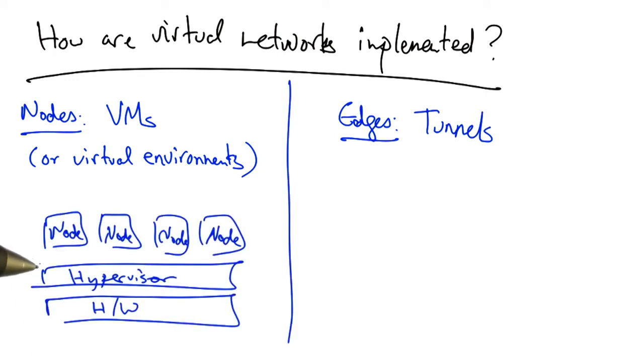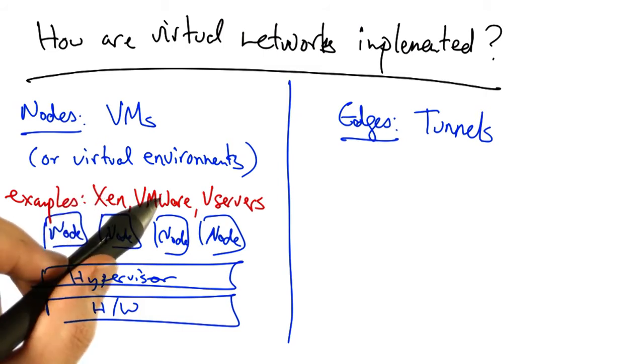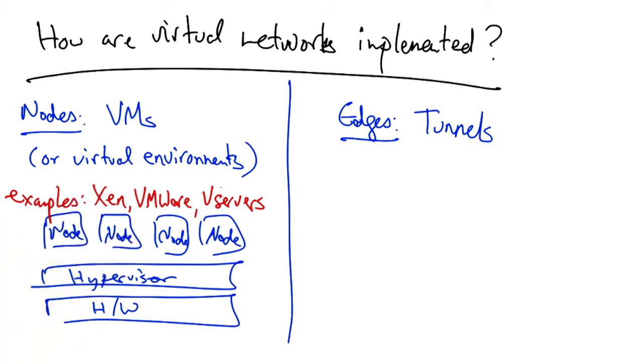The hypervisor, or whatever technology is enabling the virtual environment, can effectively slice the underlying physical hardware to provide the illusion of multiple guest nodes or multiple virtual nodes. Examples of node virtualization include virtual machine environments such as Xen or VMware, or what's called OS-level virtualization or virtual environments, such as Linux vServers.